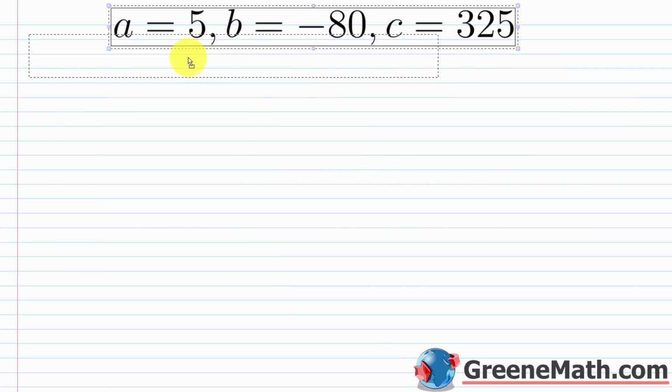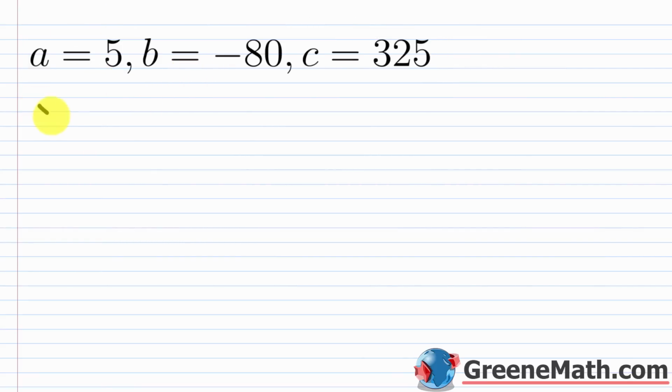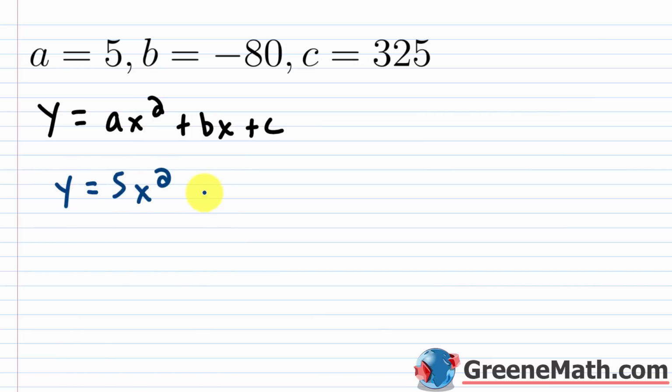Just so we have a clean copy of things, let me just paste that there. And I'm going to write the model. So y equals ax squared plus bx plus c. So we know that a is 5, so let's write y equals 5x squared. We know that b is -80, so let's write -80 and then times x. And then plus, your c value is 325. So let's write that in there. So we get y equals 5x squared minus 80x plus 325.